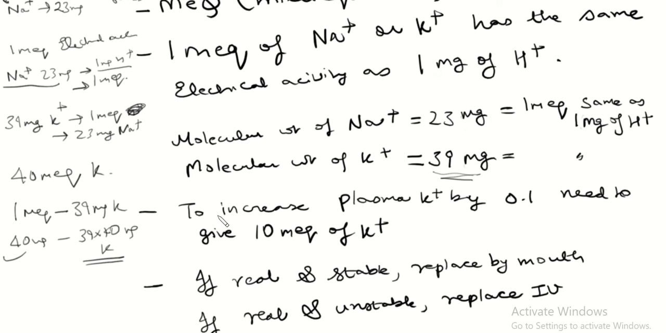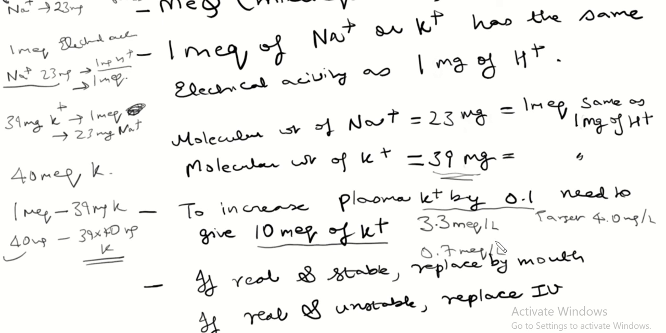Now that you know this, the concept is that if you give somebody 10 milliequivalents of potassium, we increase their plasma concentration of potassium by 0.1. So let's say somebody has a potassium level of 3.3 milliequivalents per liter, and my target is 4.0 milliequivalents per liter. What's the difference between where they're at and their target? 0.7 milliequivalents per liter. Is that correct?